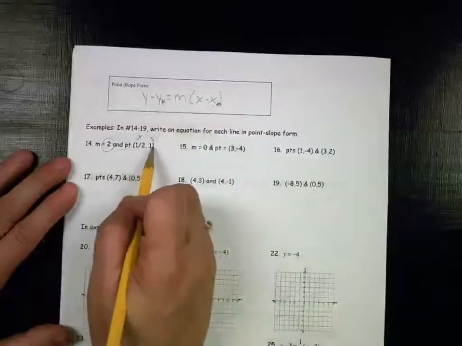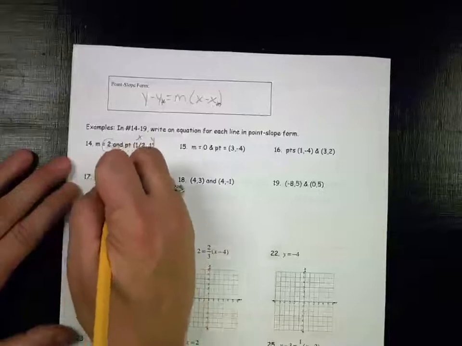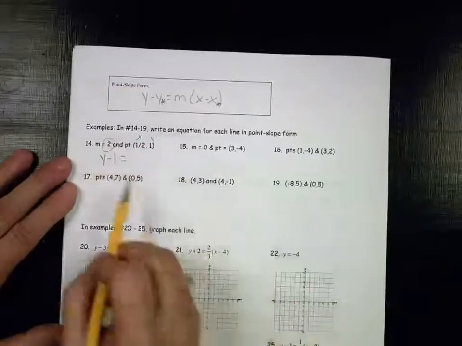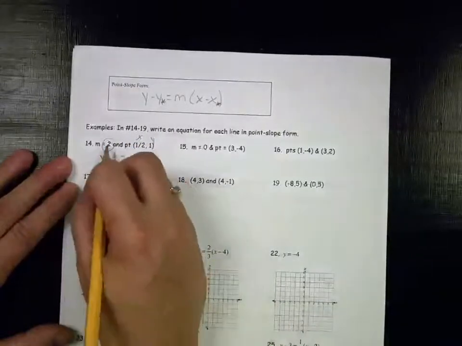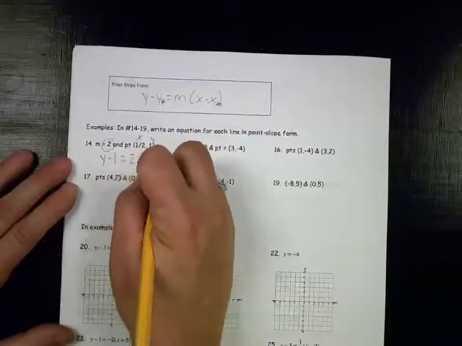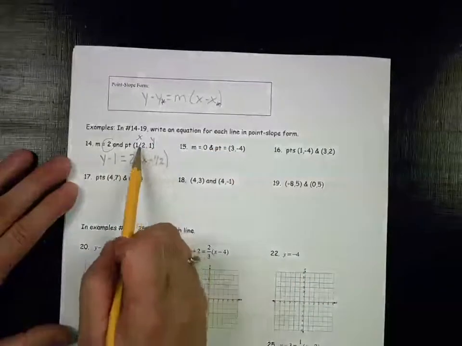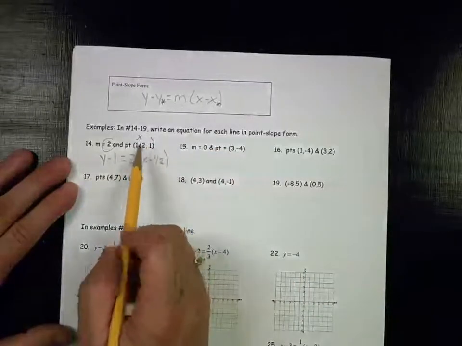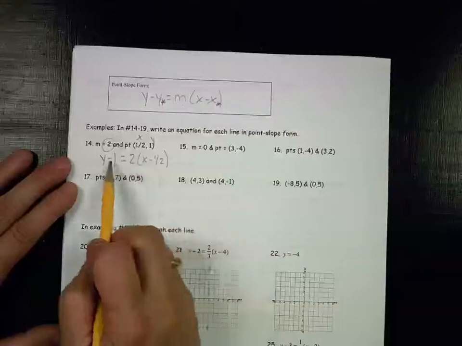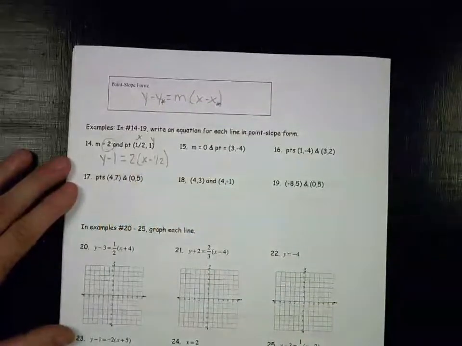So these numbers are both positive, so we can do y minus 1. The m value is 2, and then x minus 1/2. Notice these were both positive and these are both subtract. They always have to be the opposite.